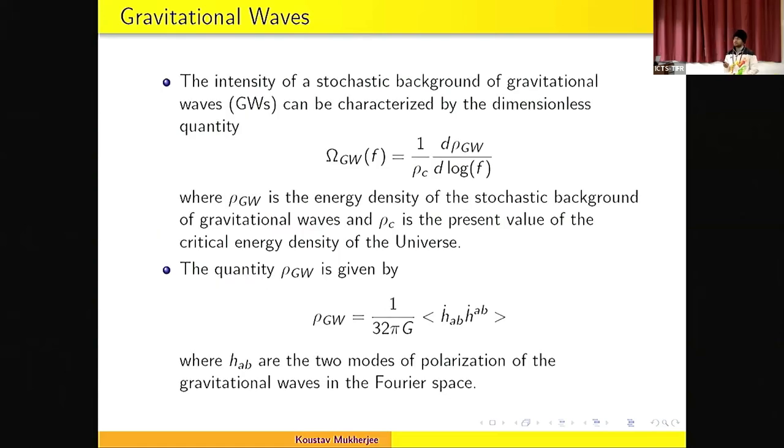Now this GW spectrum is defined as 1 by rho_c times the logarithmic derivative of rho_GW, where rho_GW is the energy density of the stochastic background, and rho_c is the present value of the critical energy density of the universe. This rho_GW we can find from Einstein's equations; it has this expression, where h_AB are the two modes of polarization.